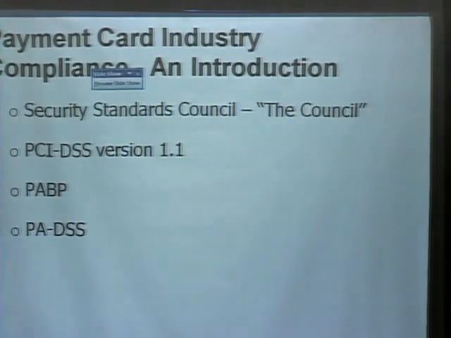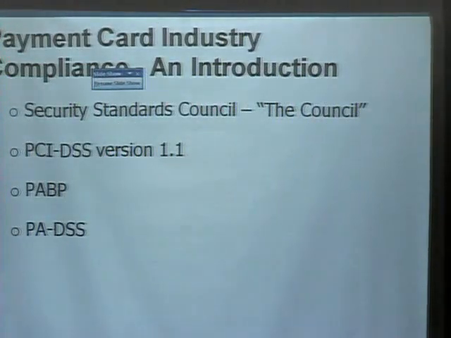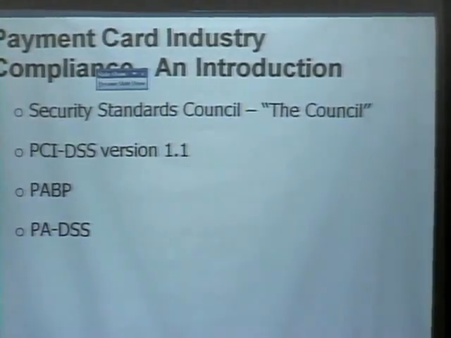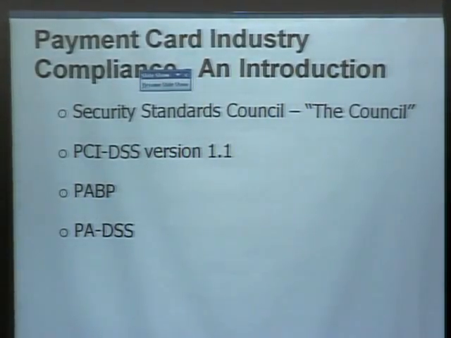We'll just give you a timeline here of the PCI landscape. First of all, this is the Security Standards Council. The Security Standards Council was created by five payment brands: Visa, MasterCard, Amex, JCB, and Discover. And they promulgated the PCI standards, which started off with PCI 1.0 in the year 2004. In the year 2006, they made it PCI DSS version 1.1, which is what we're currently following.